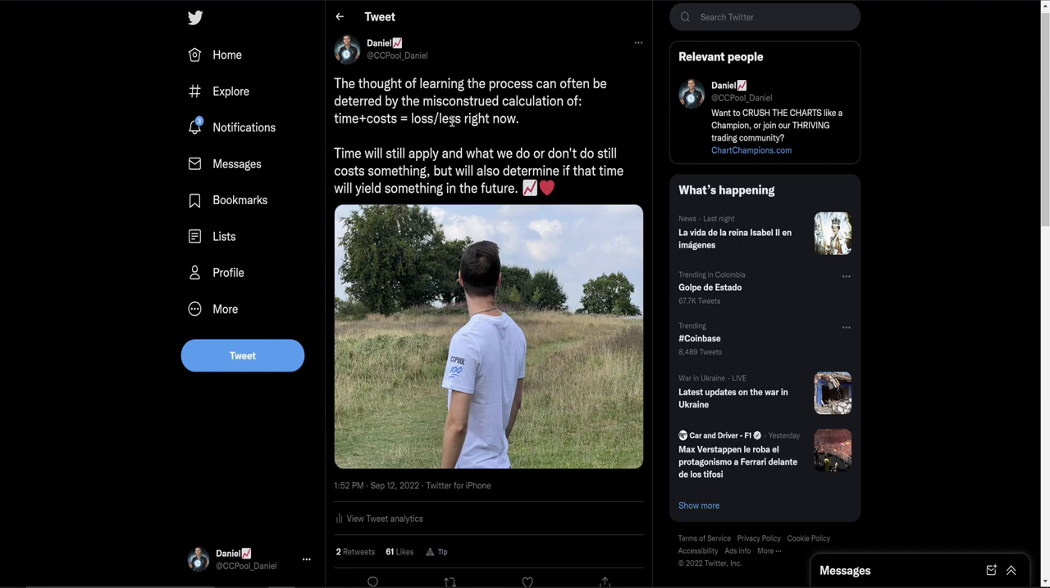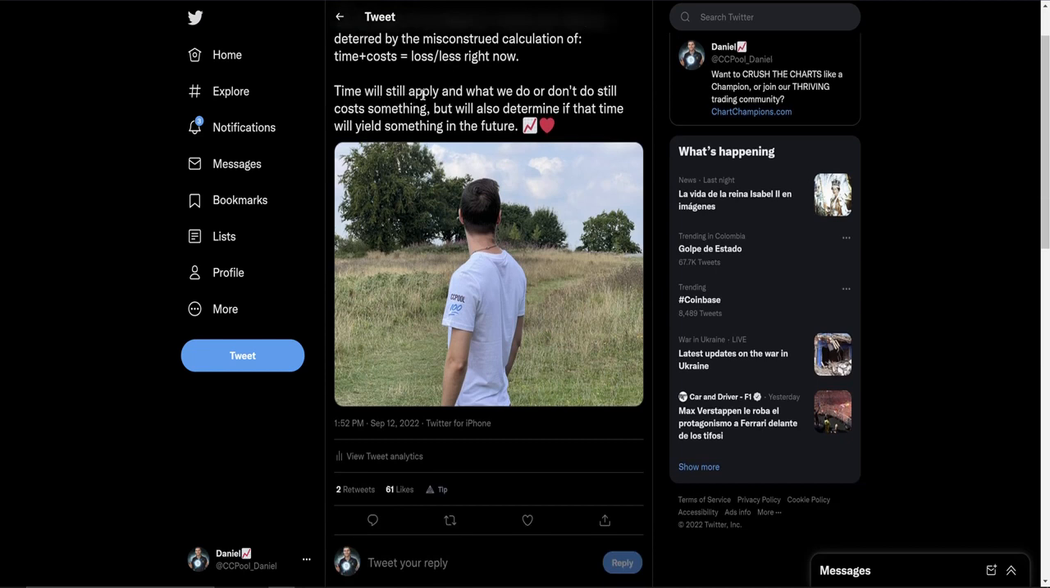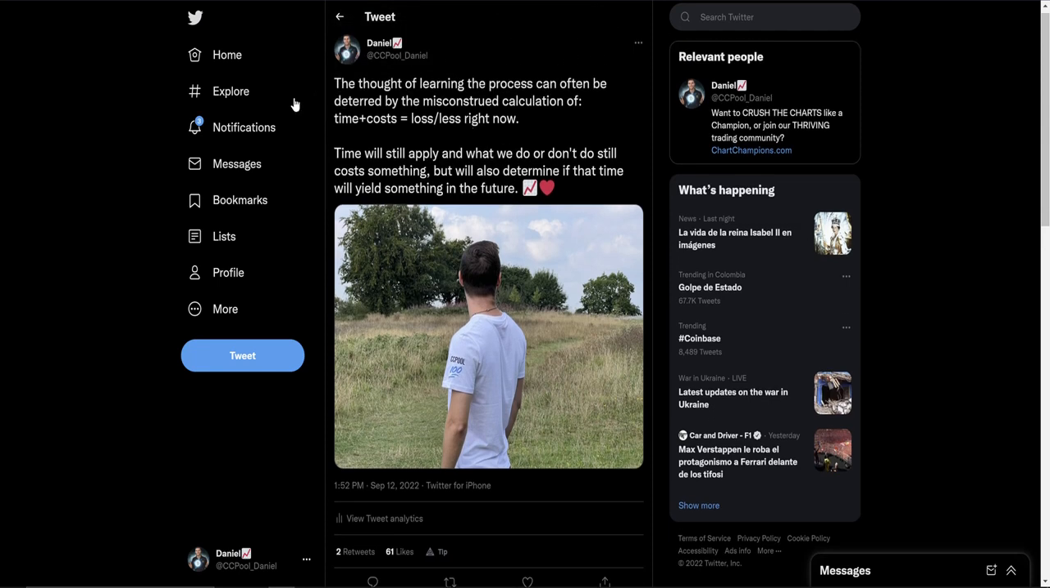Right now, this is a tongue twister in itself, ladies and gentlemen, but time will still apply. And what we do or don't do still costs something, but will also determine if that time will yield something in the future. So, of course, whatever you do in life, it's going to take time, right? So you need to make, just like in trading, I always think of real life like trading.